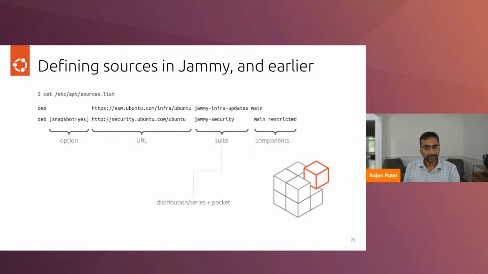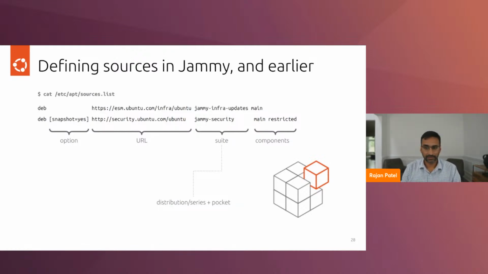So this is the one-line format that Ubuntu has traditionally used for defining sources, where packages and updates can be downloaded from. So in this line, deb indicates the source line, and it refers to precompiled binary packages. It could be deb-src if it referred to source files. Snapshot equals yes is an option, and in this case, the option specifies that a snapshot repository is being used.